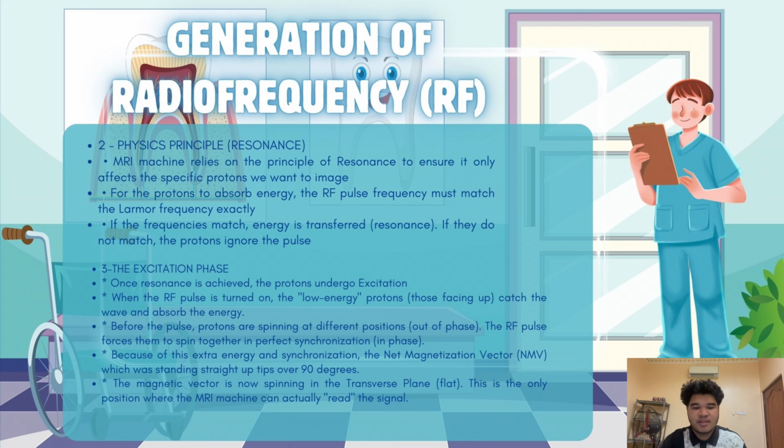Third, the excitation phase. Once resonance is achieved, the proton undergoes excitation, where the RF pulse is turned on. The low energy protons, those facing up, catch the wave and absorb the energy. Before the pulse, protons are spinning at different positions, out of phase. The RF pulse forces them to spin together in perfect synchronization, in phase. Because of this extra energy and synchronization, the net magnetization vector, NMV, which was standing straight up, tips over 90 degrees. The magnetic vector is now spinning in the transverse plane, flat. This is the only position where the MRI machine can actually read the signal.